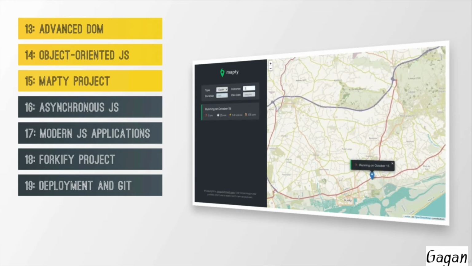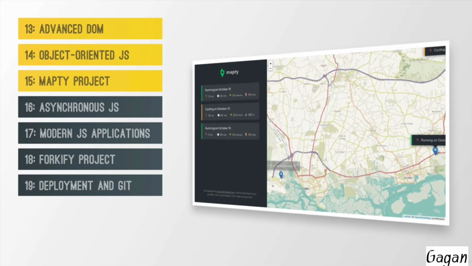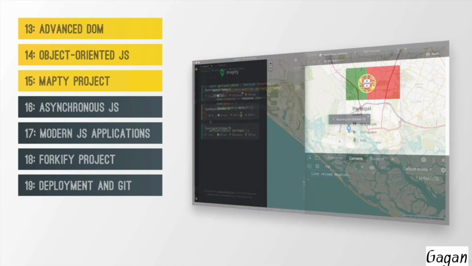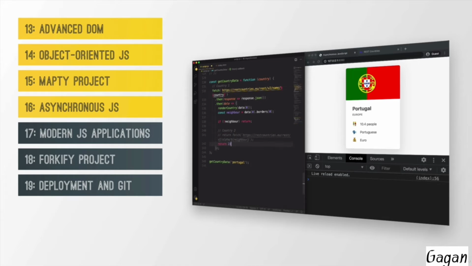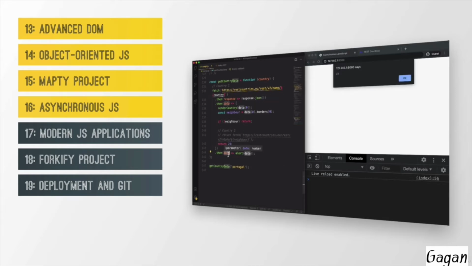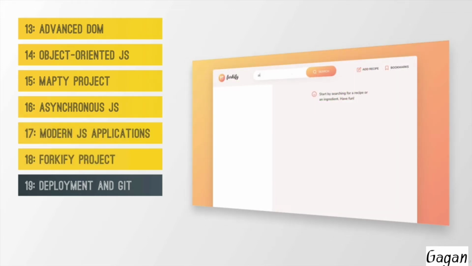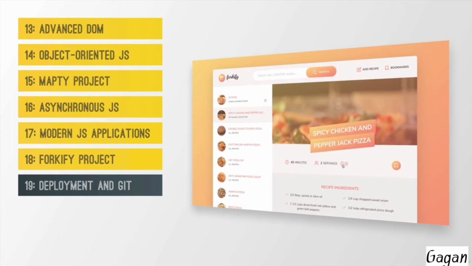And besides object-oriented programming, this project will also teach you how to incorporate a map and how to actually plan and structure a project, which is also super important. After that, you're gonna learn all about asynchronous JavaScript, which is used for things like loading data from external web servers with Ajax.